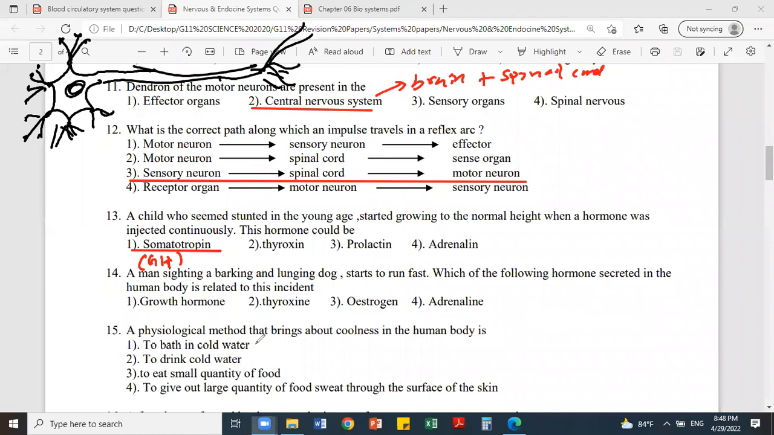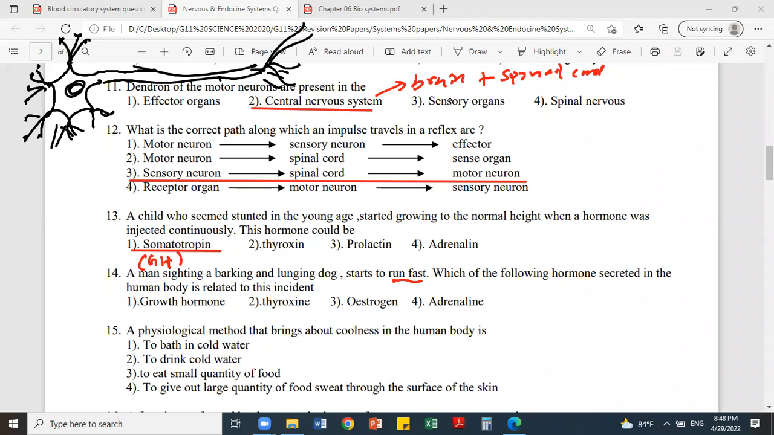A man sits up barking and a dog starts to run fast. You're running fast, and a dog is running behind you. Which of the following hormones is secreted in the human body related to this incident? When you get scared, frightened, extremely happy or extremely sad, under stress or in an emergency situation, which hormone level in your blood goes up? That is secreted by the gland just above the kidney.